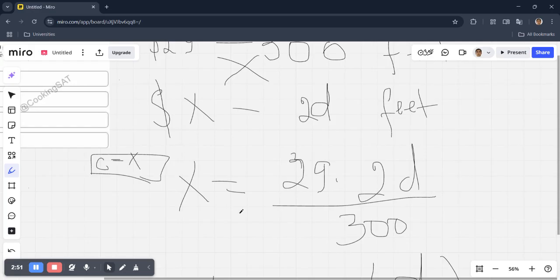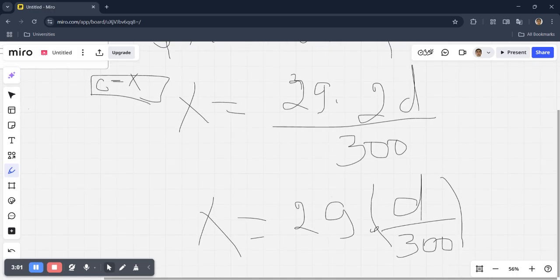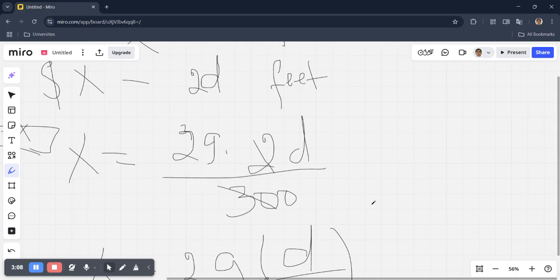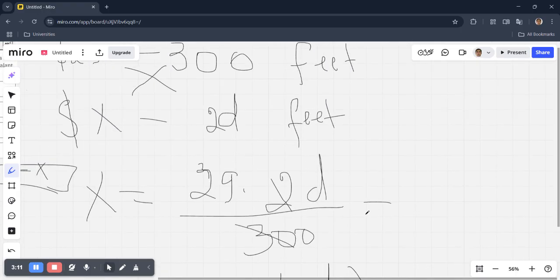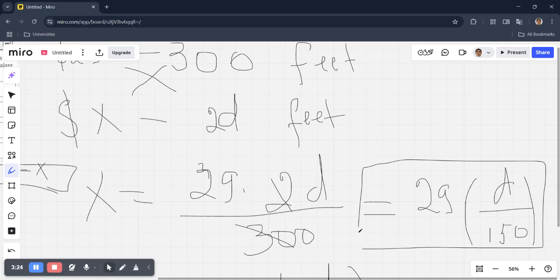We will take our solution at the end. I wrote it down like this: 29 multiplied by 2d, and all of them will be divided by 300. And at the end, I made some simplifications right here by writing it like this. It is equal to 29 multiplied by d divided by 150 right here.